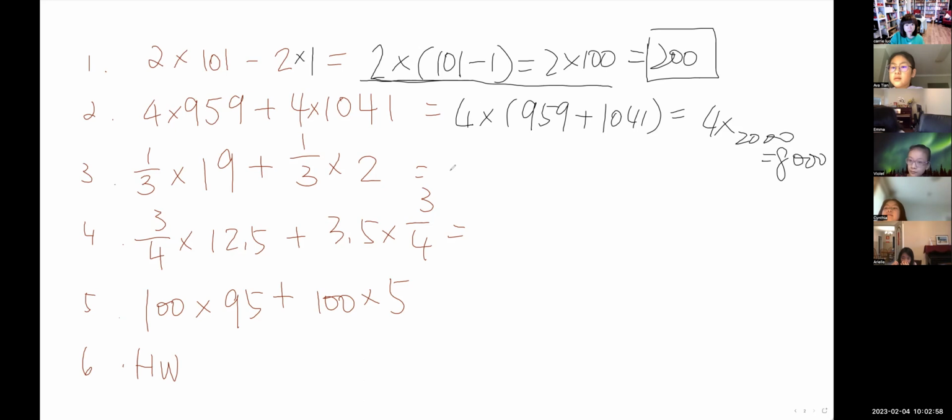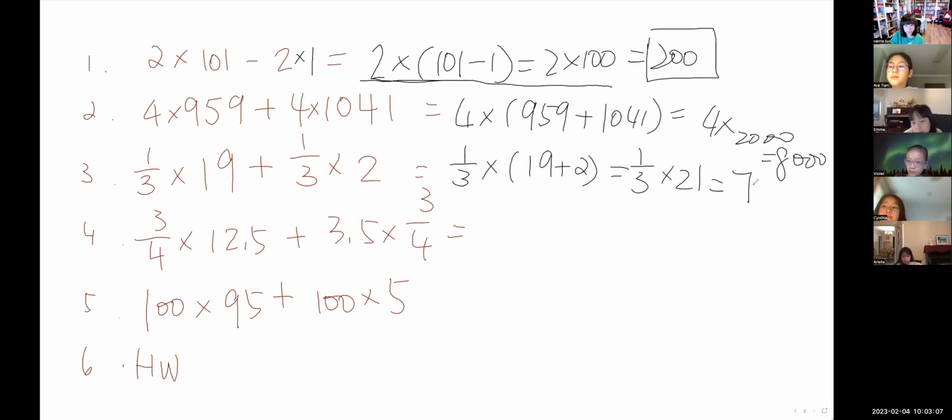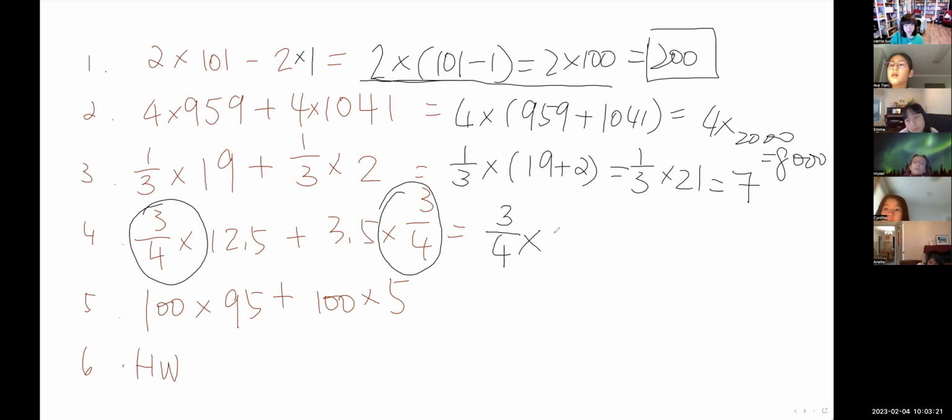Okay, so let's take a look at this one. So 1/3 times 19 plus 2 equals 1/3 times 21 equals what? Equals 7. Okay, next one. 好，有些小朋友说，老师这里没有，那你看乘以3/4和4/3乘以，so that's totally the same thing. So 3/4 times 12.5 plus 3.5, so equals 3/4 times 16 equals 12.